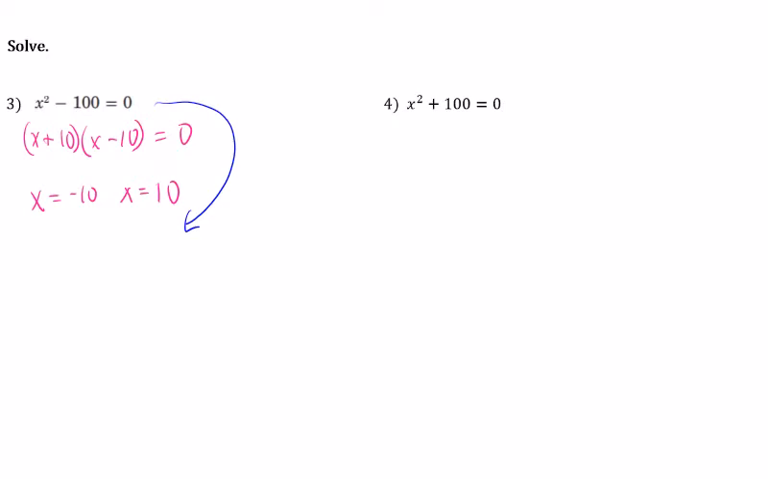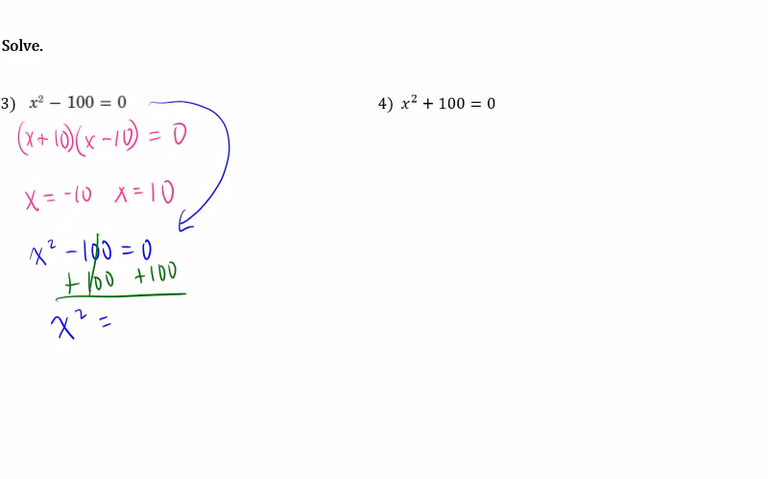So what I could have done instead of factoring, since there's only one x squared term and there's not a regular x term, there's not a linear term, I can actually isolate this. So what I can do is instead of setting one side equal to 0 and factoring, I can add 100 to both sides and solve for x, right? So I get x squared equals 100.